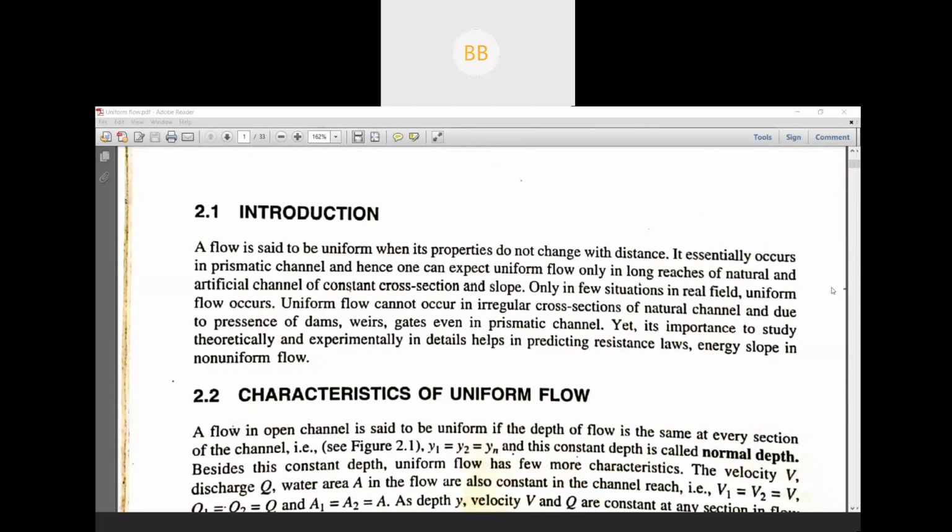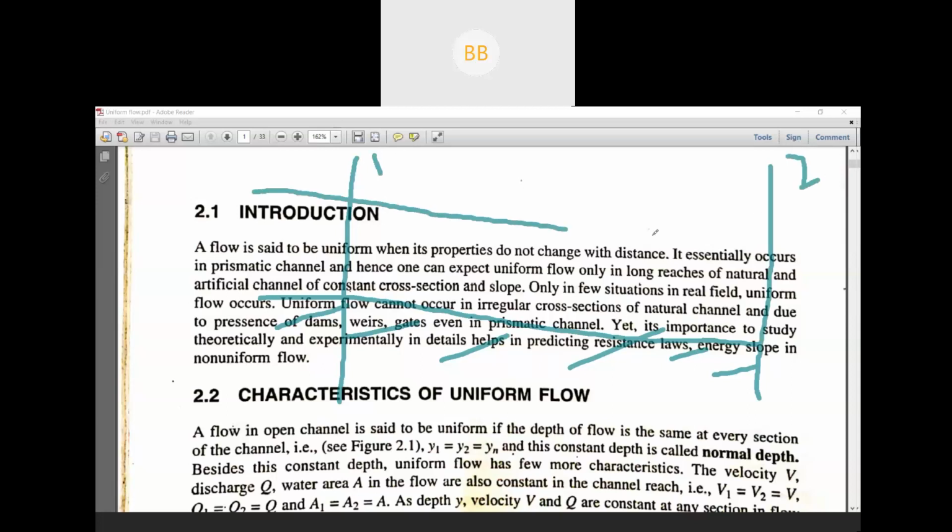I think we have already discussed uniform flow. If you have a channel, if this is the bed of the channel, if you consider two sections, 1 and 2, suppose this is 1 and this is 2, this is the level of water.